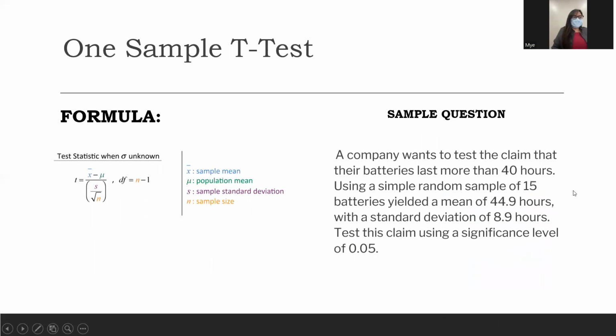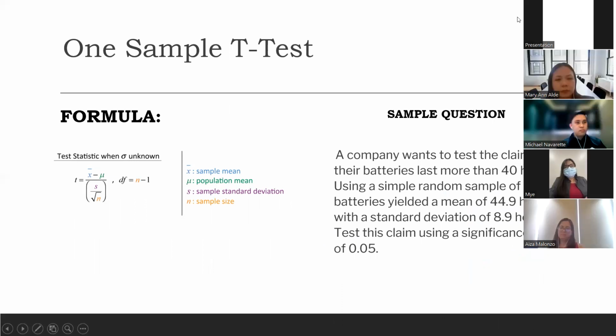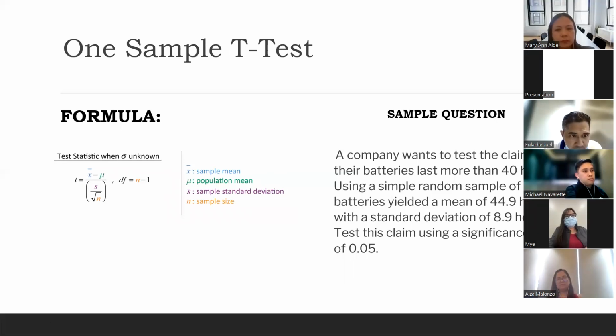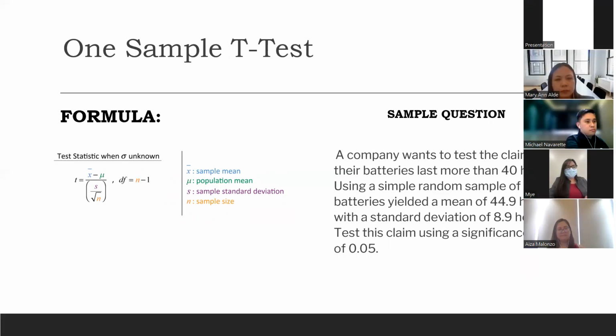For the one sample t-test, the example is for this formula. A company wants to test the claim that their batteries last more than 40 hours, using a simple random sample of 15 batteries, which yielded a mean of 44.9 hours with a standard deviation of 8.9 hours. Test this claim using the significance level of 0.05, by using the one sample t-test formula on the next slide.